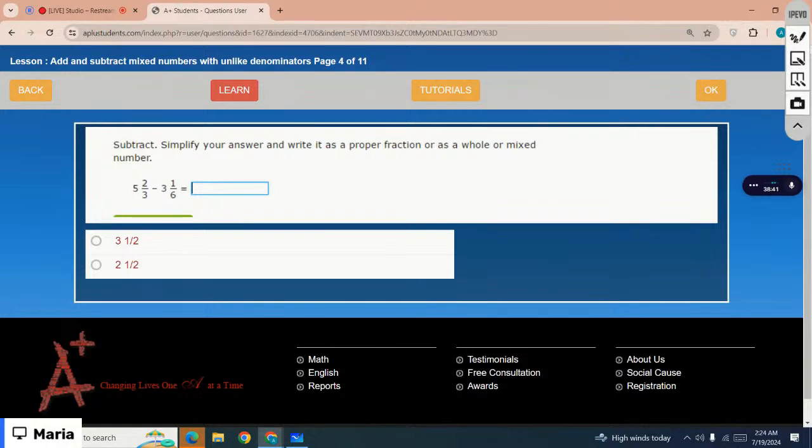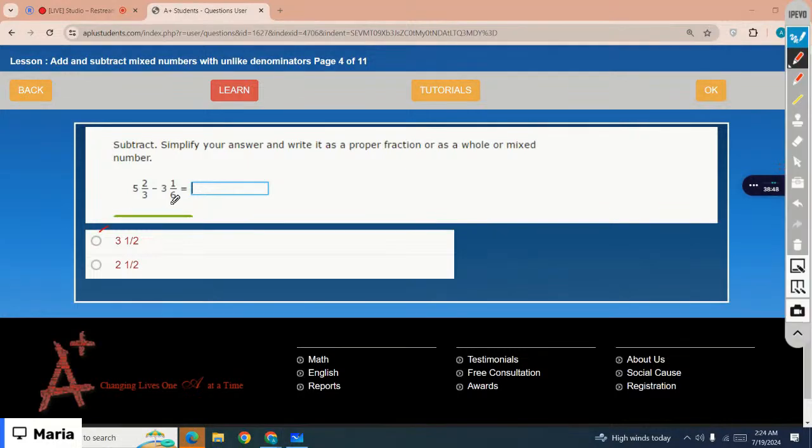Okay, the next one is 5 whole 2 over 3 minus 3 whole 1 over 6. So let's make the denominator the same first. You need to make the smaller denominator equal to the greater one, so you need to multiply this fraction by 2. You have to do 5 whole, 2 times 2 and 3 times 2. This is then 5 whole 4 over 6.